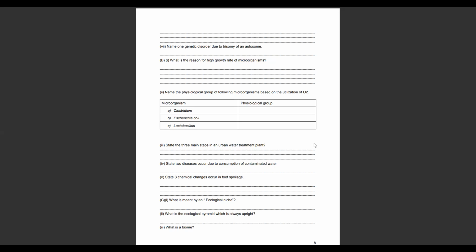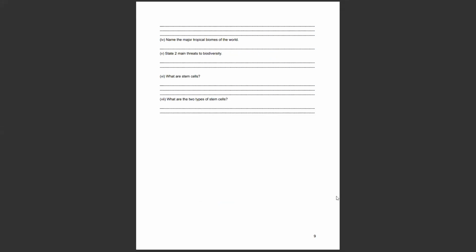Then, what is a biome? A biome is a large geographical area which is classified based on the predominant vegetation adapted to that particular region. Large geographical area which is classified based on the predominant vegetation adapted to that particular region. 2 marks.